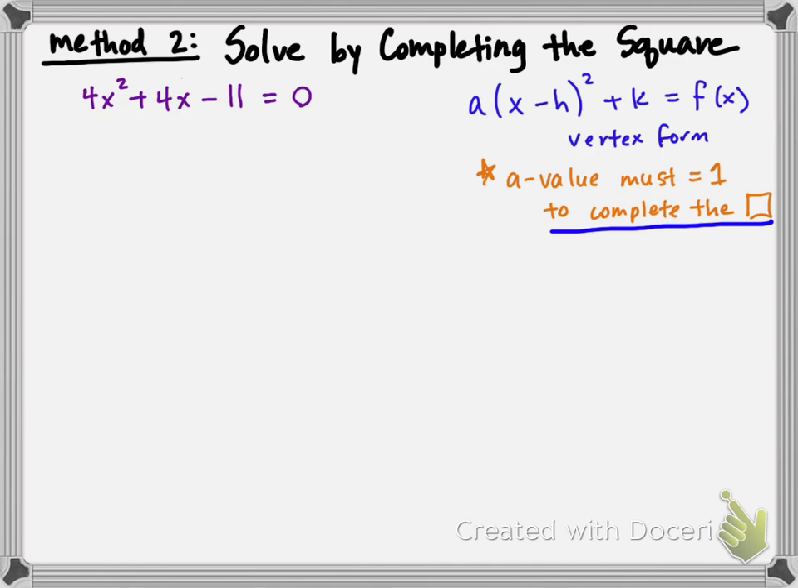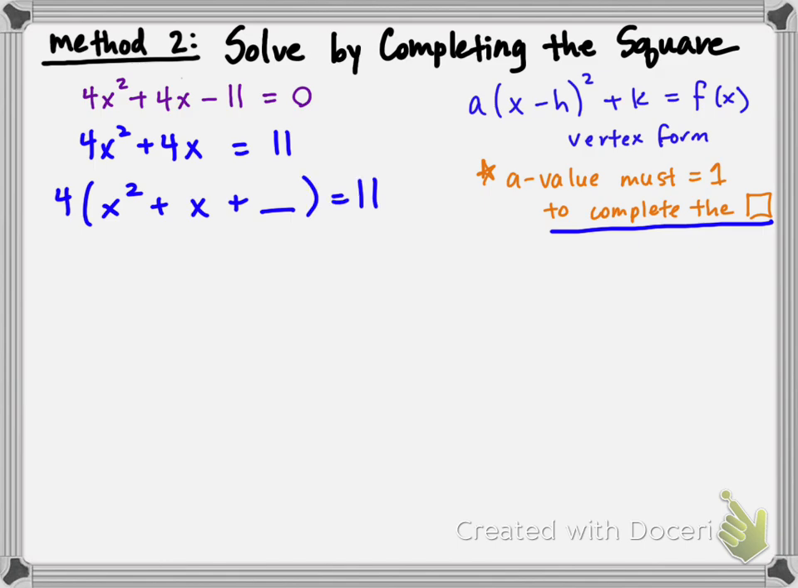So I'm going to start by doing that. We have 4x squared plus 4x equals 11. First step, I want to make the a value of the left-hand side 1. So to do that, I'm going to factor a 4 out. I'm not going to divide it. Don't say divide, but instead factor. I'm going to factor a 4 out.